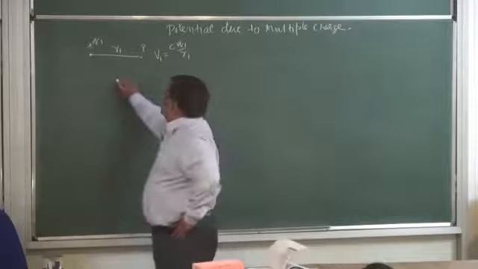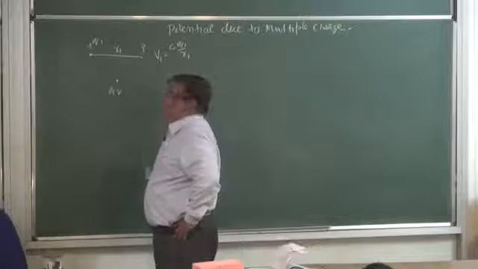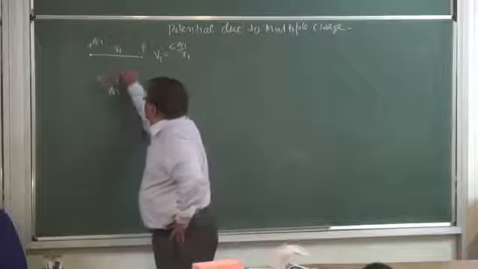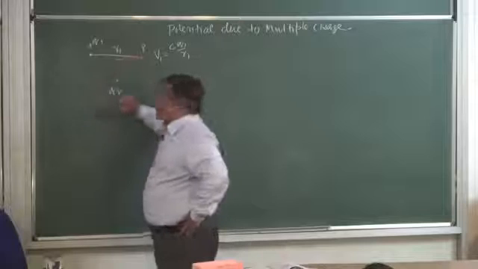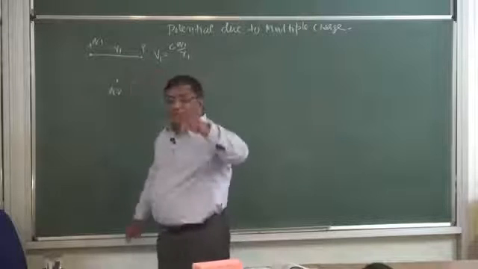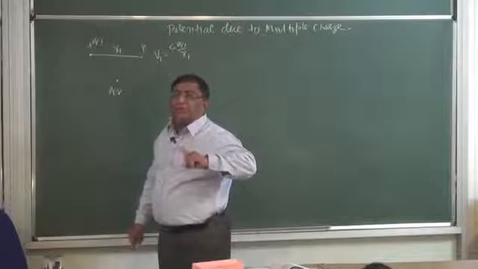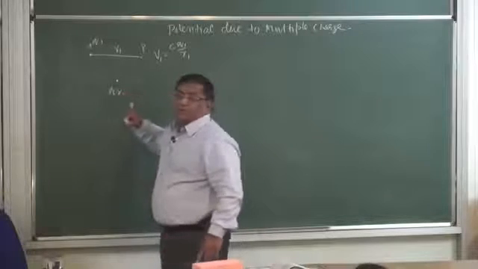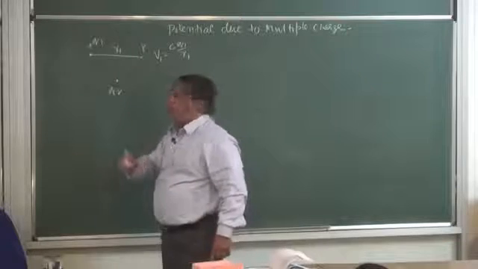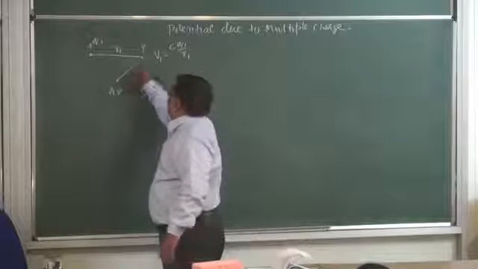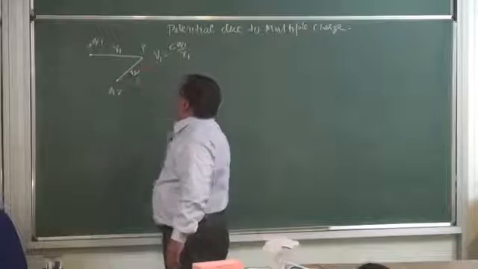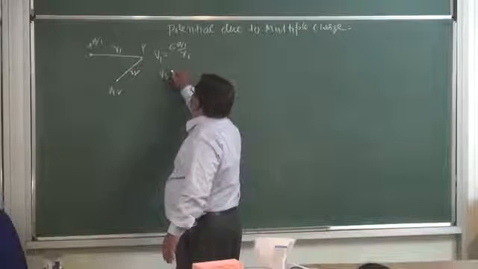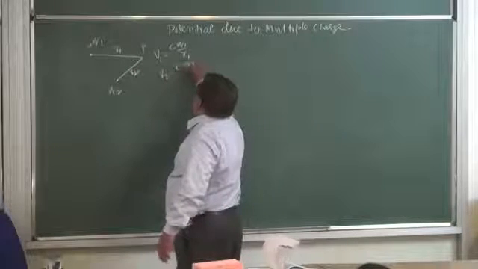Now we have a charge here, Q2. This is also having an electric field around it. This point is also falling in the electric field of this Q2. So this point is also having a potential due to charge Q2, due to the electric field of Q2. How much is that potential? R2, V2. This is C.